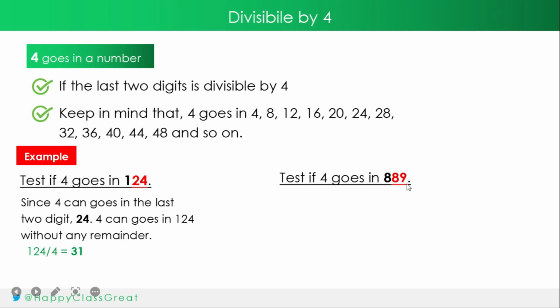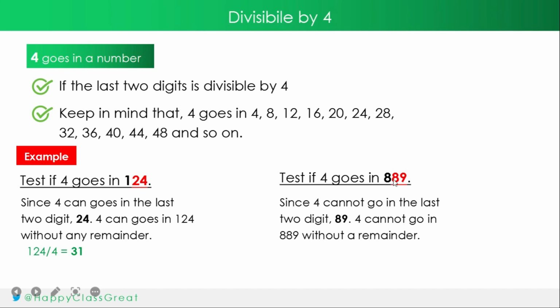You already see here that since the last 2 digits here are 89, and 4 cannot go into 89 without remainder, definitely if you divide 889 by 4, we are going to get 222.25. That means 4 cannot go into 889 without a remainder. Now you have learned how to test if a number is divisible by 2, by 3, and now 4, without remainder.